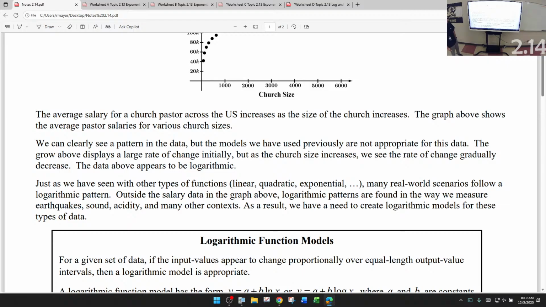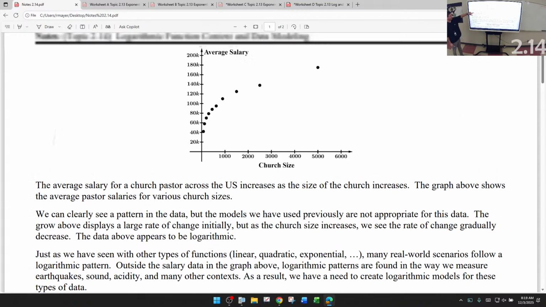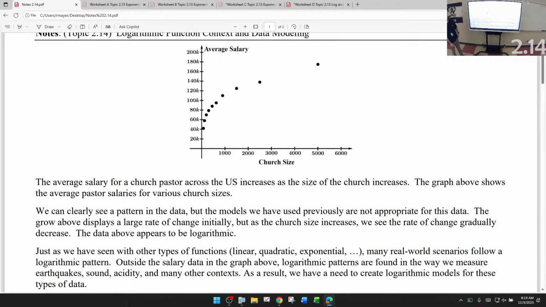4,000 people? Okay, whatever. We can clearly see a pattern in the data, but the models we have used previously are not appropriate for this. This is not an exponential pattern. It is not a linear pattern. It's not quadratic. It's not cubic. It's not a polynomial. Of course, we don't do polynomials. We pretty much do linear, quadratic, and exponentials. And this is neither one of those three. This is logarithmic because it's kind of starting this way and going off. Exponentials go up or go down. They don't do that. Okay?